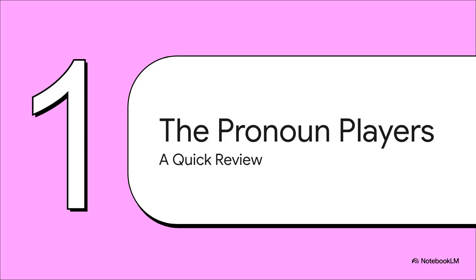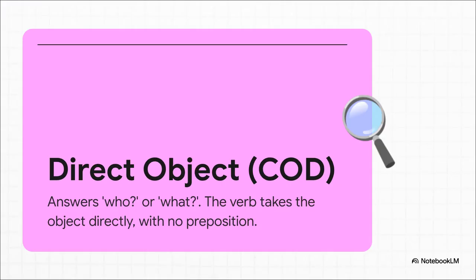All right. Section 1. Reviewing the pronoun players. Before we can crack any code, we've got to know who the key players are, right? So let's do a quick review of our complement pronouns. First up, we have the direct object, or what the grammar books call the COD. This guy answers the question who or what right after the verb. Super simple. Like, "je vois le chat." I see what? The cat. So you swap it out and get "je le vois."